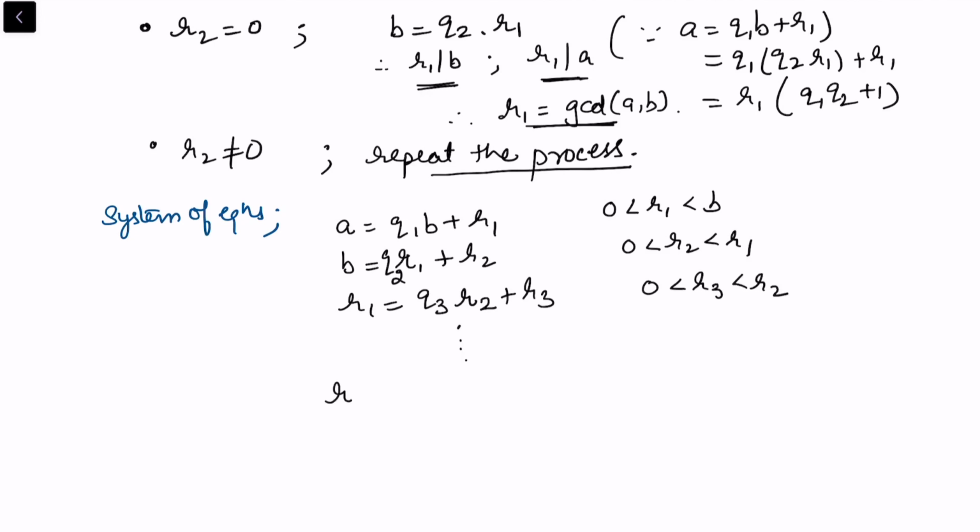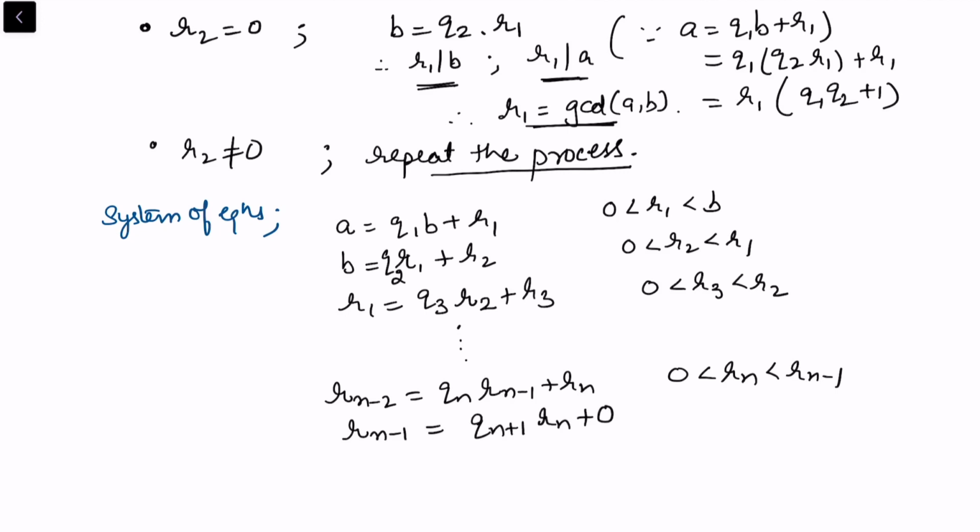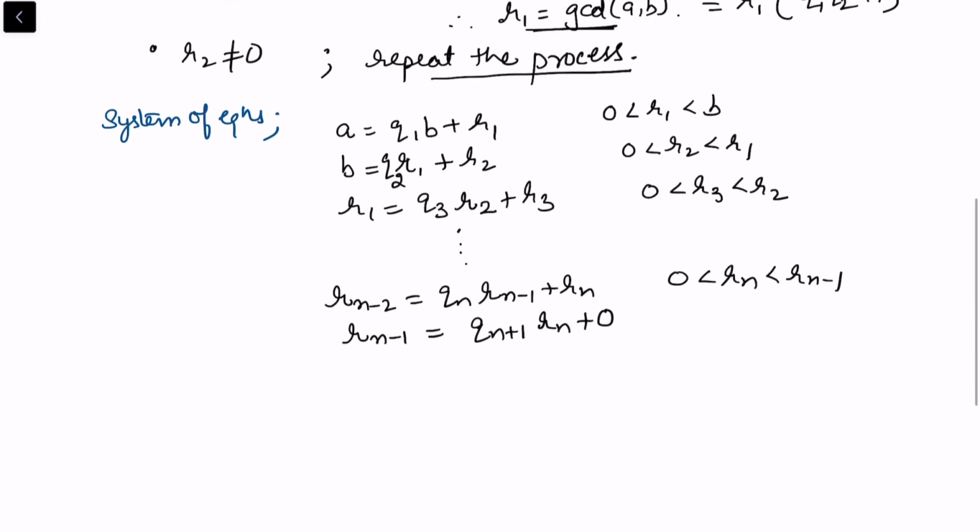We continue like this, and we get r(n-2) equal to qn times r(n-1) plus rn, where the nth remainder rn is less than r(n-1). Then I can write r(n-1) as q(n+1) times rn plus the last remainder, 0. So this process will be finite.